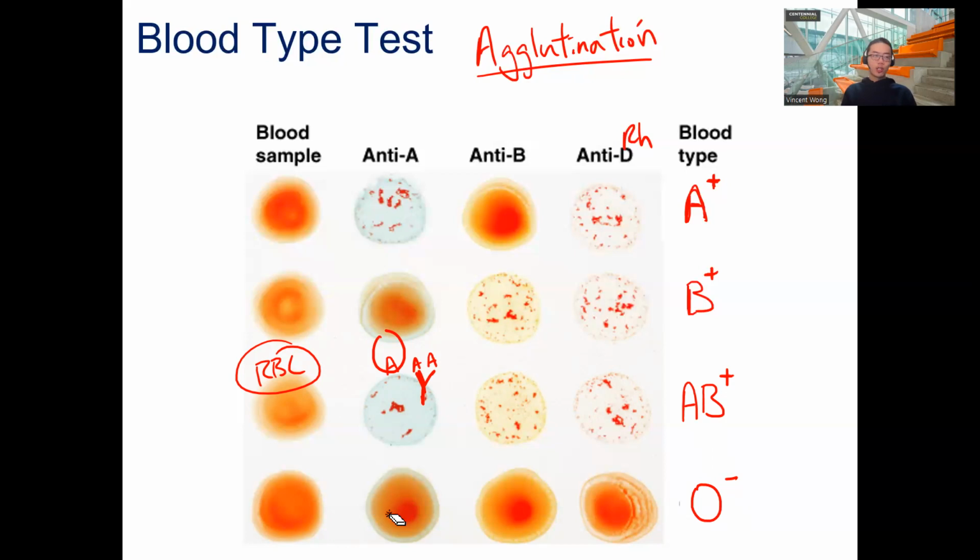No reaction with antibody A, so no A. No reaction with antibody B, no B. If you don't have A and you don't have B, that makes you an O. No Rh, so it's going to be negative. There is a lot more practice for this in the study guide, and you can do it yourself and then check the answers in the answer keys. I'll post the answer key later on.